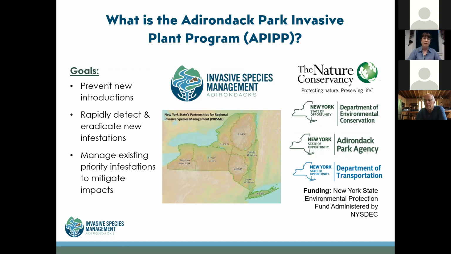close partner, and the New York State Department of Transportation, which sometimes seems like an outlier, but the way that we've found the majority of terrestrial invasive species spread across Adirondack Park is through transportation and utility corridors. So it's very important to work with people in maintenance, in design, in treatment and application, to talk to them about preventing the spread of invasive terrestrial plants.